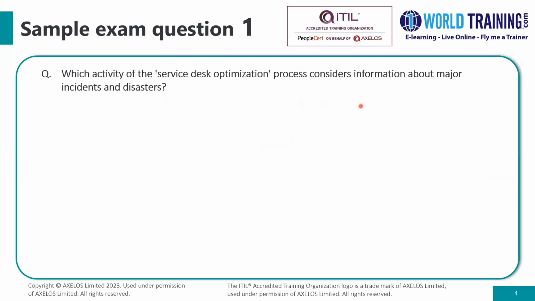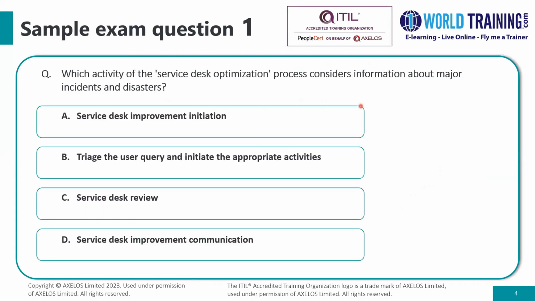We begin with the first question. Which activity of the service desk optimization process considers information about major incidents and disasters? A, service desk improvement initiation. B, triage the user query and initiate the appropriate activities. C, service desk review. Or D, service desk improvement communication. I will give you a moment to think about the answer before I explain and provide you the answer.